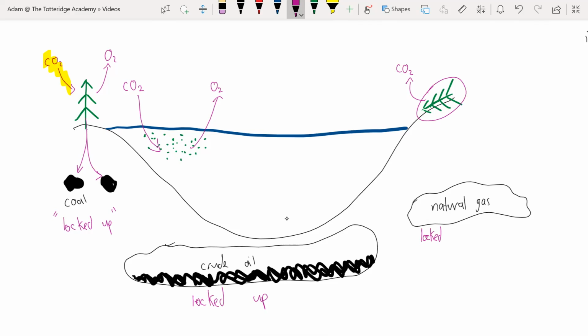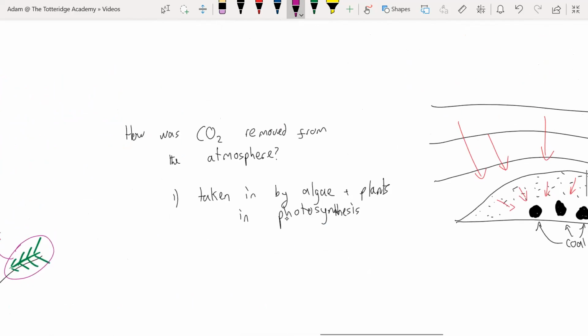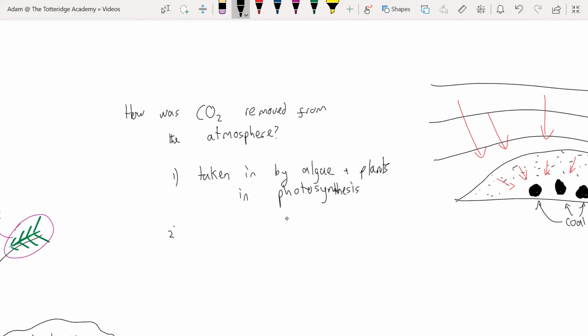So you end up with these massive areas where you've taken all of this carbon dioxide out of the atmosphere and stored it in this coal, the crude oil, or the natural gas. So that's kind of our second way. We'd say locked up in fossil fuels. And that would be coal, crude oil, and natural gas.